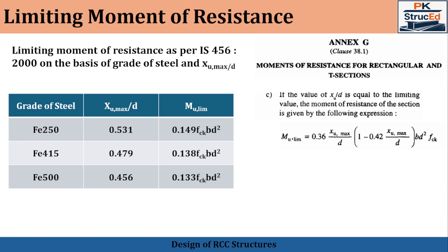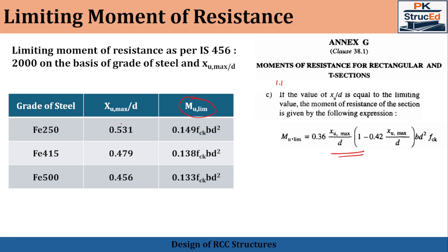Now let us move on to the limiting moment of resistance. When the section is said to be balanced, that is XU is equal to XU max, the corresponding moment of resistance is called the limiting moment of resistance. As per IS 456-2000, the limiting moment of resistance depends mainly on the grade of steel, grade of concrete, as well as the ratio XU max by D. This value represents the maximum moment capacity of a singly reinforced section. And this Mu limit has been given under G 1.1c of IS 456 in an extended formula.